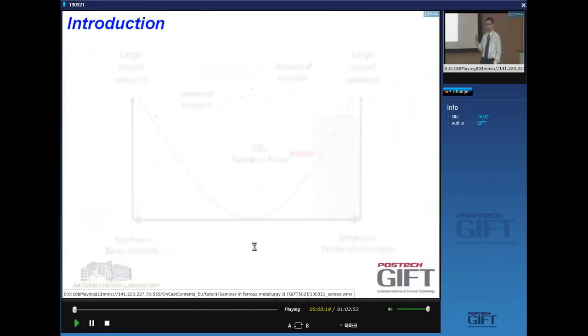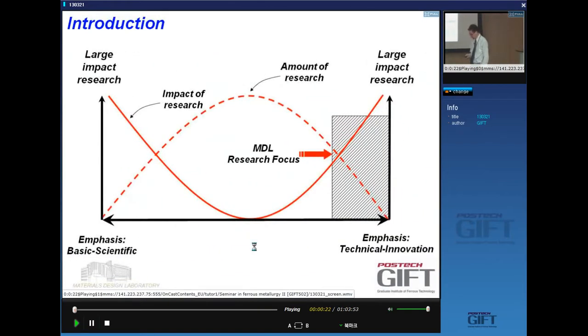But before I start, I'd like to say a few things about the emphasis of the research in my group. And I like to use this schematic. So in terms of research, you basically have on one end basic scientific research and a whole spectrum of possibilities, and at the other end you have technological innovation. And I believe that research that has really potential to have a high impact is at either end of this spectrum. And in MDL, that's where we are. We are on the end of technical innovation.